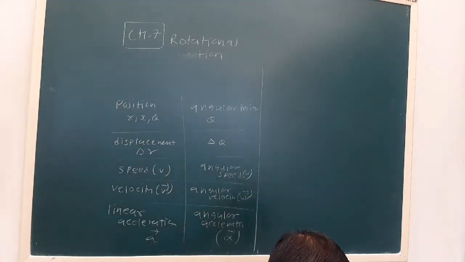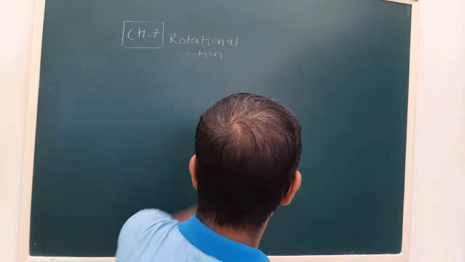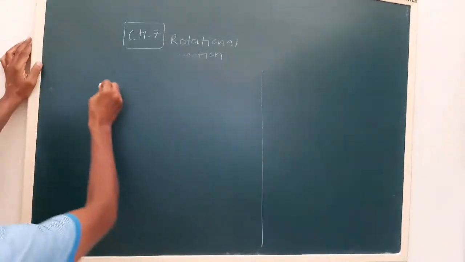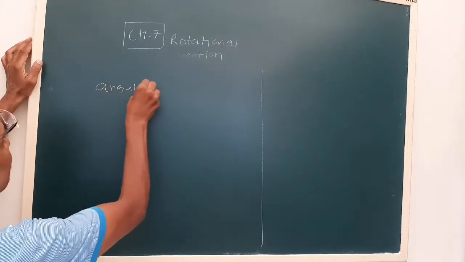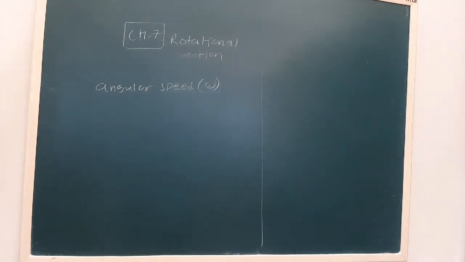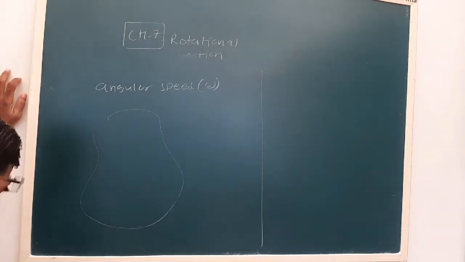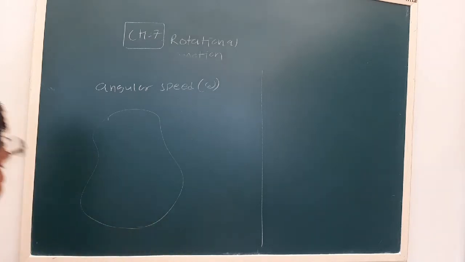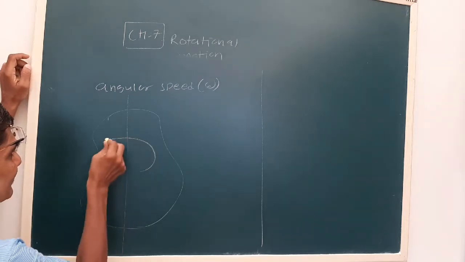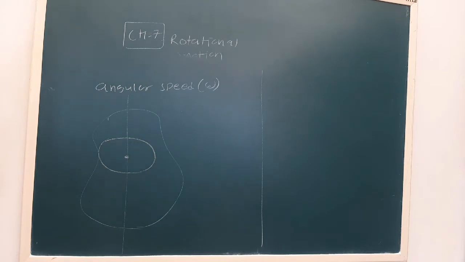Now first we start with the angular speed. Angular speed is denoted by omega. Let us say we have a rigid body, and this is the axis of rotation. We have seen that all the particles of a rigid body move on a circular path.